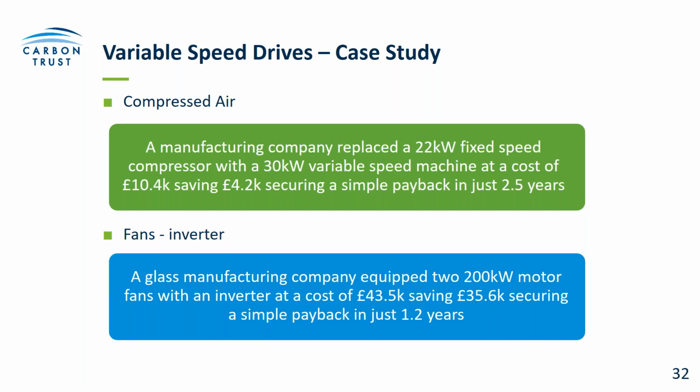The second example there looks at the use of an inverter drive on fans. So in this case, a glass manufacturing company with some very large fans equipped 200 kilowatt motor fans with inverters at a cost of £43,000, but that change saved them just under £36,000 a year, giving a payback of 1.2 years. So the use of controls there was again very effective.